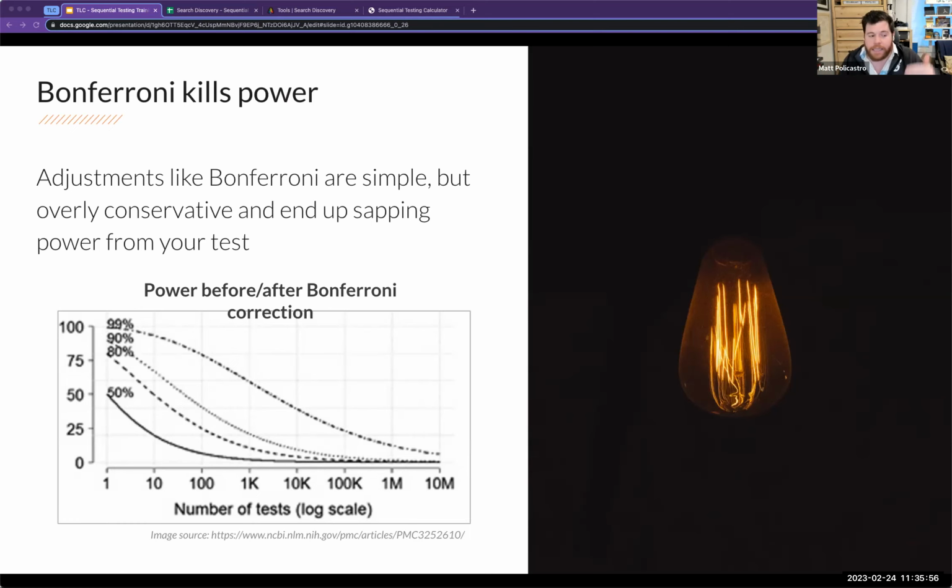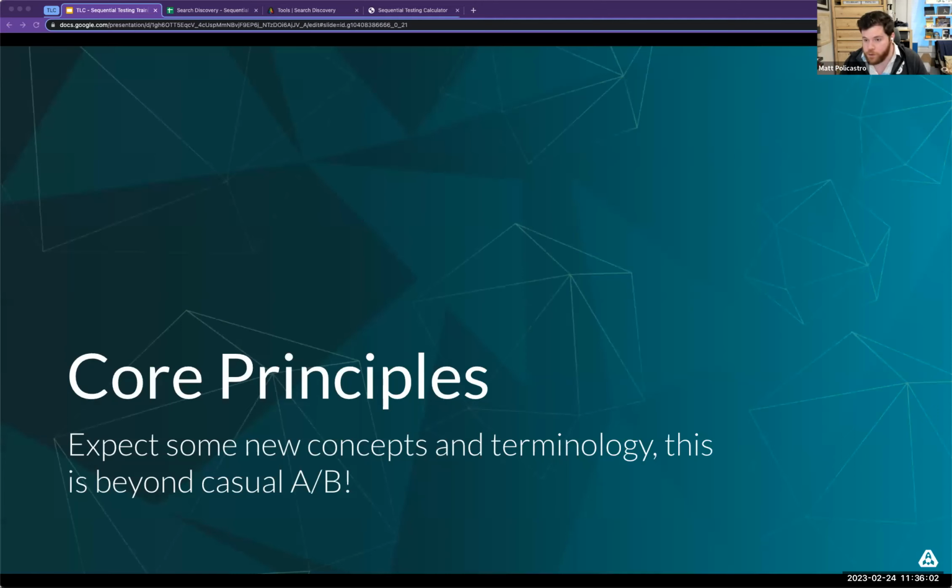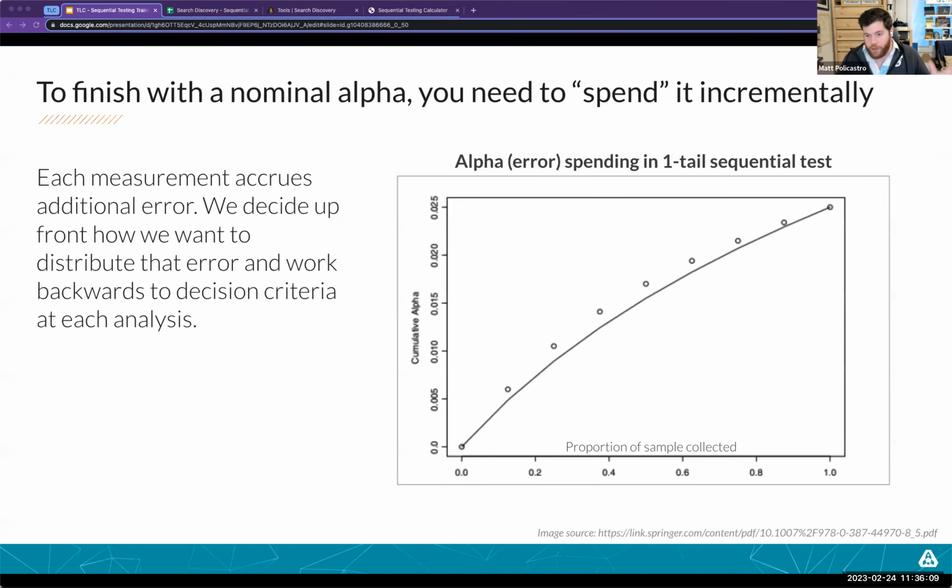So instead, I would like us to talk about the core principles of sequential testing as a better way to run experiments. So we're going to cover some core principles, and then we're going to actually get into the fun stuff, I promise. But this is beyond casual A/B testing.